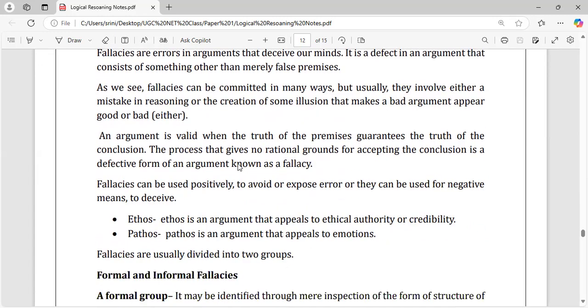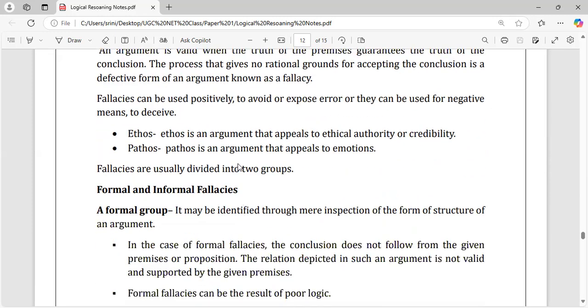An argument is valid when the truth of the premises guarantees the truth of the conclusion. A process that gives no rational grounds for accepting the conclusion is a defective form of argument known as a fallacy. Fallacies can be used positively to avoid or expose error, or they can be used for negative means to deceive.